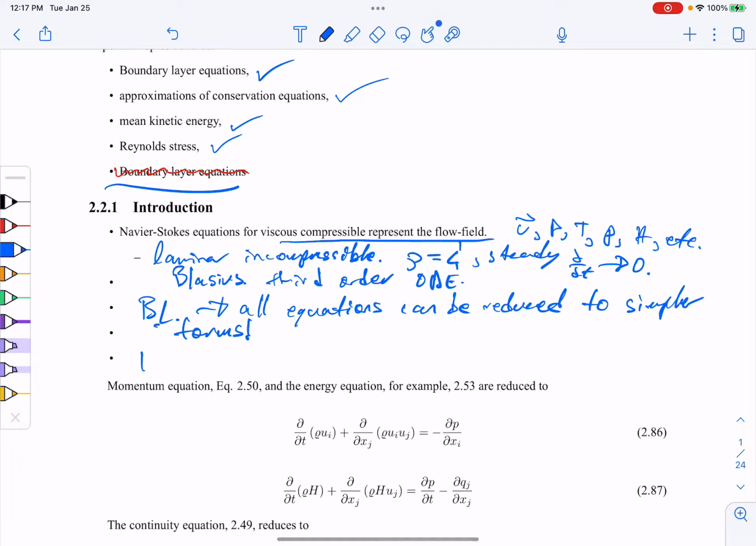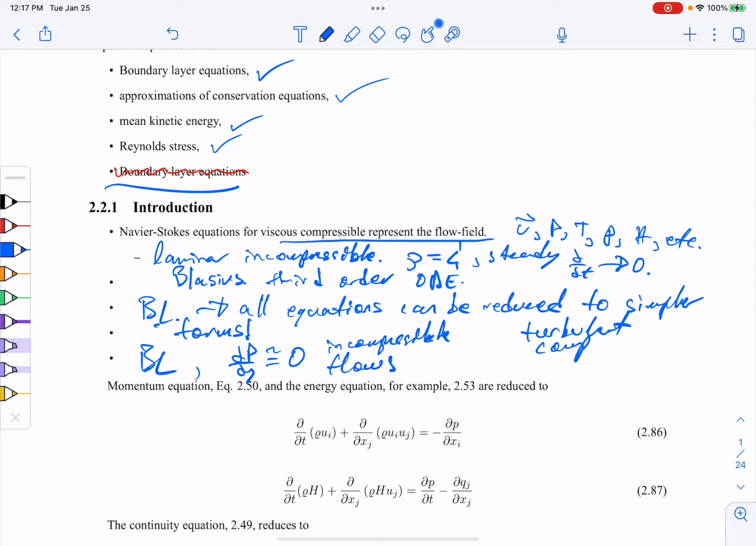For example, in boundary layer theory, we might find that, say, partial P, partial Y is about 0 for incompressible flows, but for turbulent compressible flows that are high Mach number, partial P, partial Y is definitely not going to be 0 through the boundary layer. So a lot of these things are just drawn from experimental measurement and mathematical analysis to arrive at the final compressible turbulent boundary layer equations.